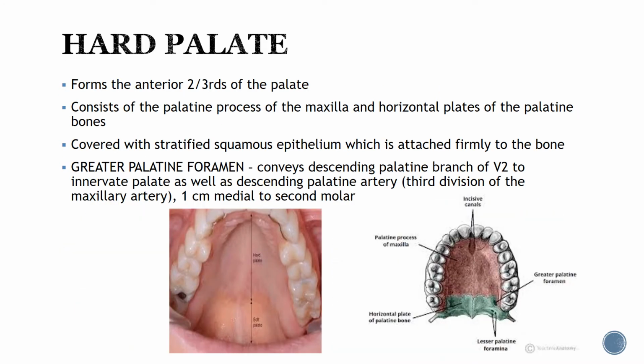The hard palate forms the anterior two-thirds of the palate, and this consists of the palatine process of the maxilla and the horizontal plate of the palatine bone. This is covered with stratified squamous epithelium, which is firmly attached to the bone. The greater palatine foramen conveys the descending palatine branch of the trigeminal nerve to innervate the palate, as well as the descending palatine artery, a branch of the third division of the maxillary artery, which is 1 centimeter medial to the second molar.